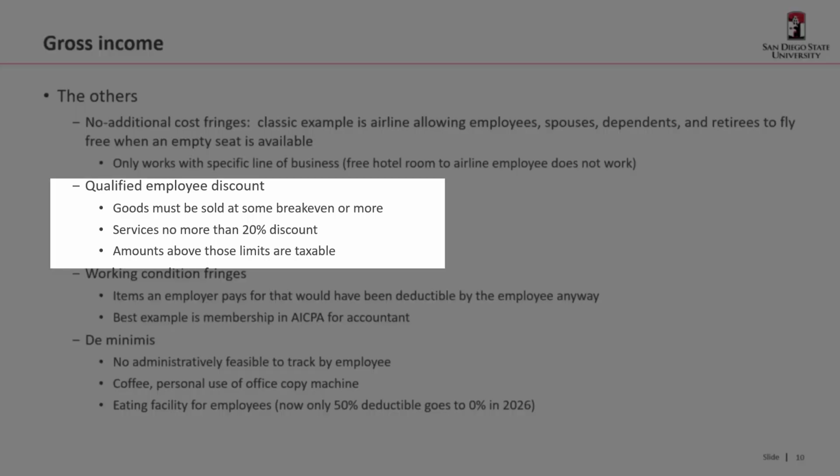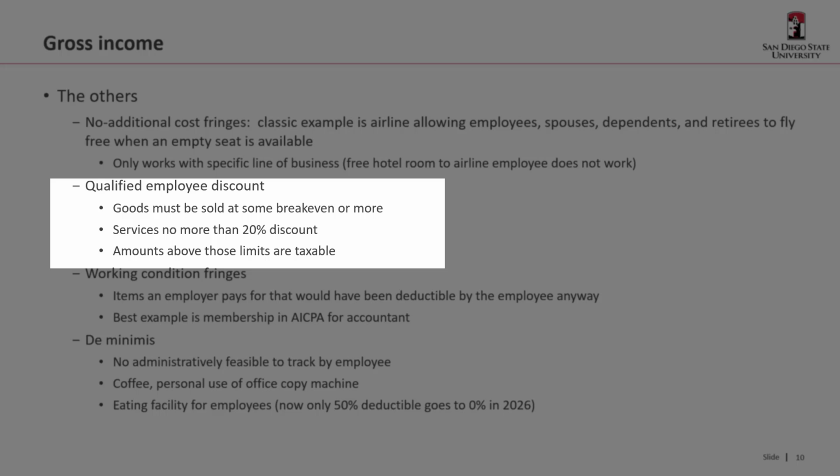So similar to a no additional cost fringe is an employee discount. If that employee discount is qualified, it is not considered taxable to the employee that receives it. If the employee receives a discount on goods, they need to be sold to the employee at a price that is at least break even or more. So if the employee works at Best Buy and they have their eye on the Maroon 5 Super Bowl live show CD, and Best Buy buys it for $2, but it retails for $17, the employee can in fact buy it for $2, which would be the employee discount down to its cost. So Best Buy would break even on it, and there'd be no taxable income to the employee.